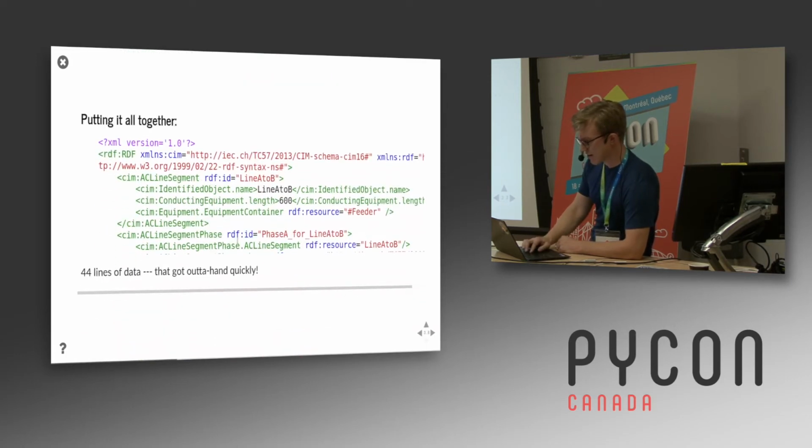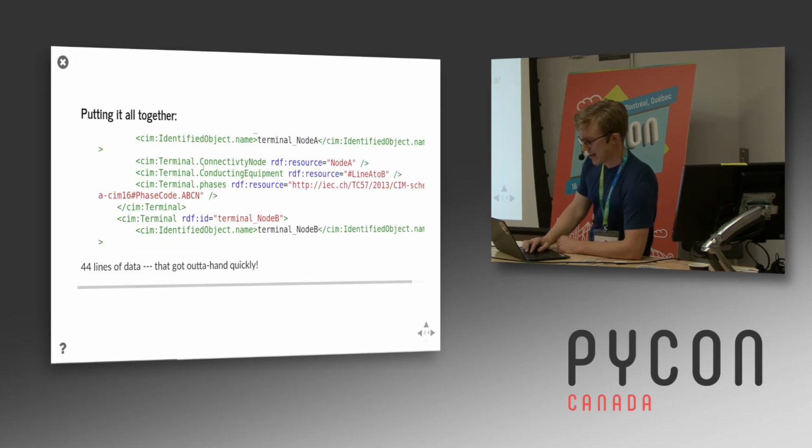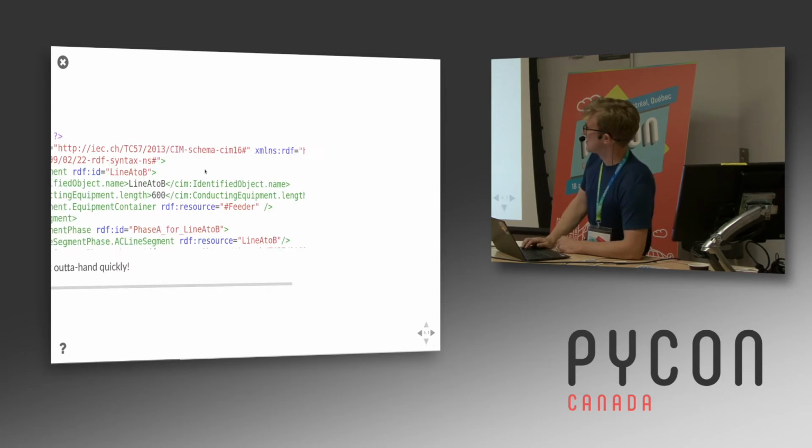So putting that all together, here's our basic bare-bones CIM XML, and it's 40 lines. So it's a lot of code. It got out of hand pretty quickly. If you're feeling gross about all this XML, I feel gross about it too. It's not nice, and we didn't like it very much.